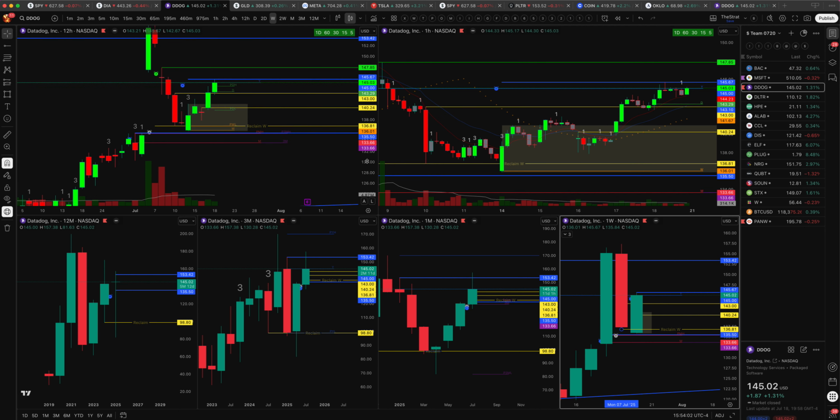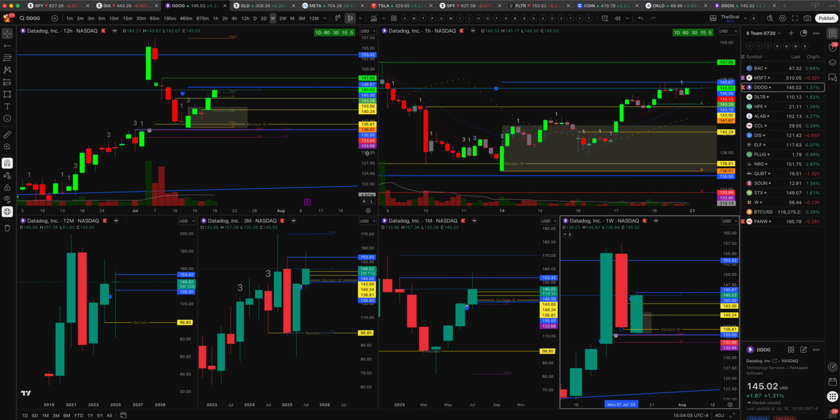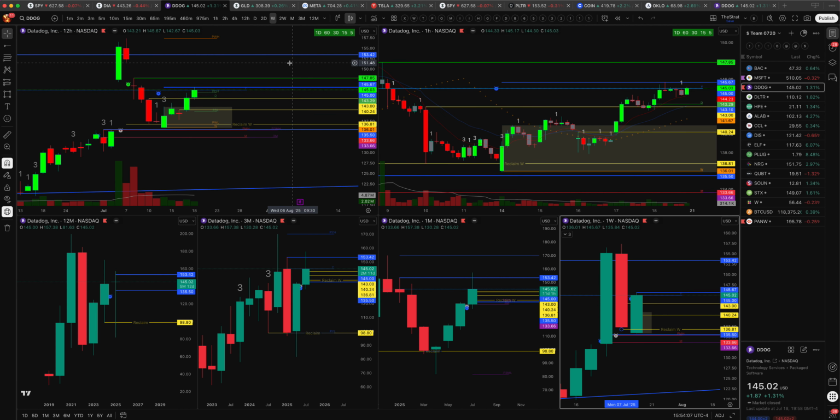there's not much of a setup on the day because we'd have to go 2 up and green at this point, which is not necessarily a bad thing. It's just something we want to keep in mind.